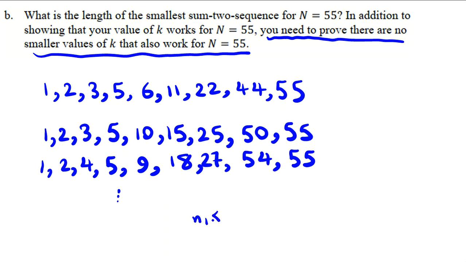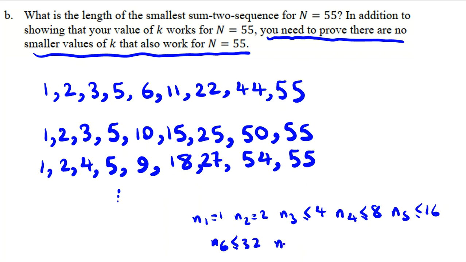As we said, we know n1 is at most 1, n2 also 2, n3 at most 4, n4 at most 8, n5 at most 16, n6 at most 32, and n7 is at most 64. So because it is 55, easily we can say the length is at least 7. So the length can be 7, 8, and 9. Why do I say until 9? Because we can say, for example, 1, 2, 3, 5, 6, 11, 22, 44, 55.